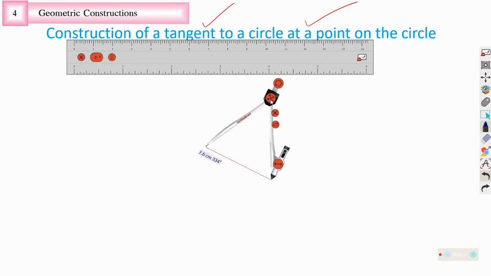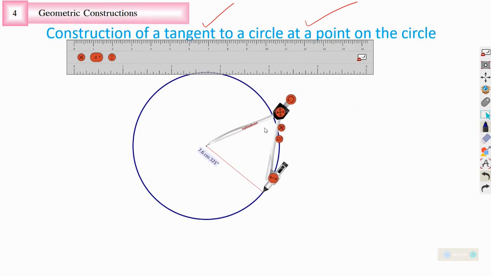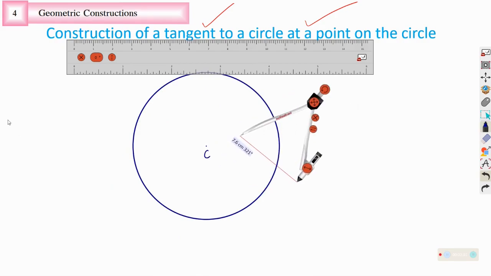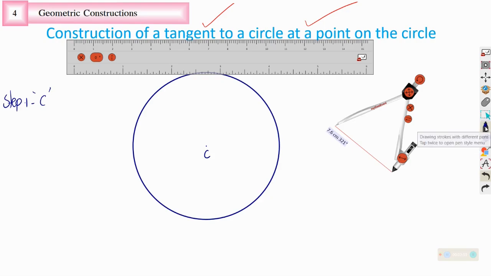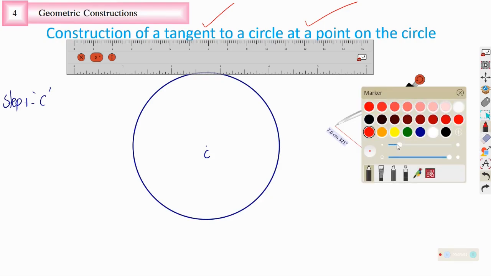So the first step is drawing a circle. You will do it first of any radius and mark the center as C. That is step 1, where a circle is drawn with a center C. Now I wish to draw a tangent at this point. To show it to you, I will make it big.